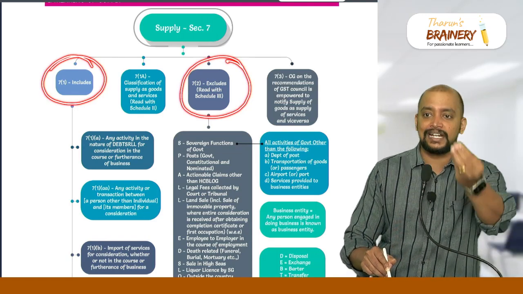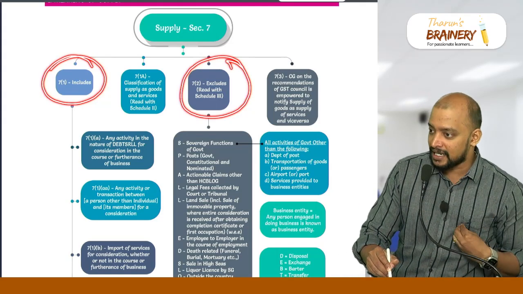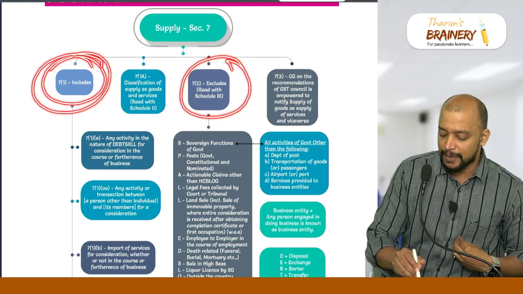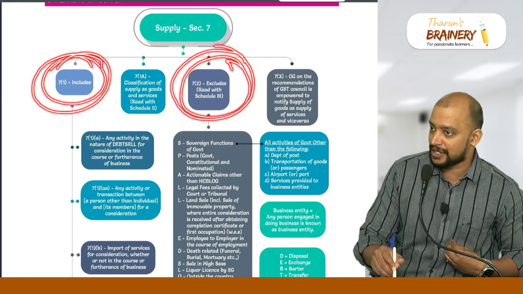For example, I am taking classes for which I am getting some money. Is it a supply or not? We need to first check that, based on 7 subsection 1 and 7 subsection 2.